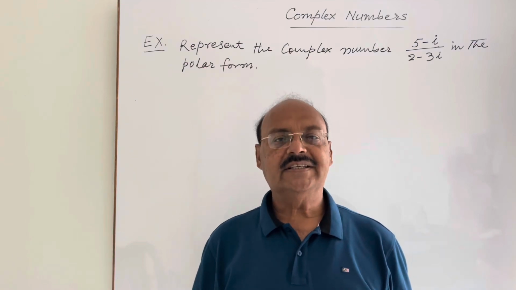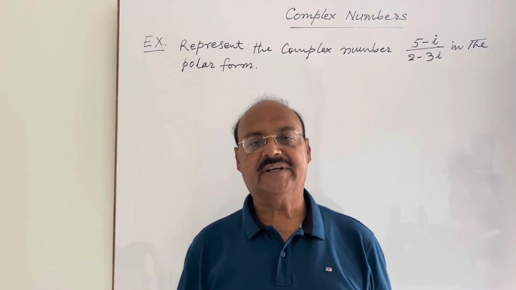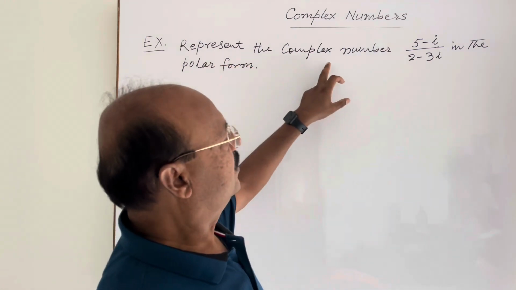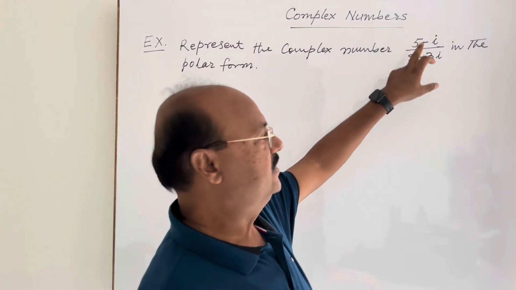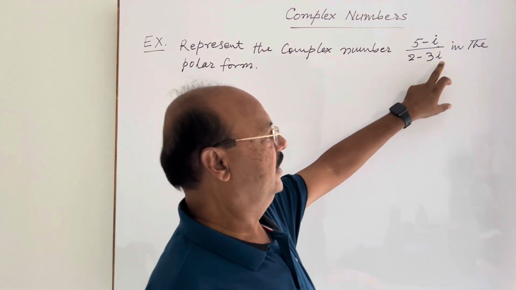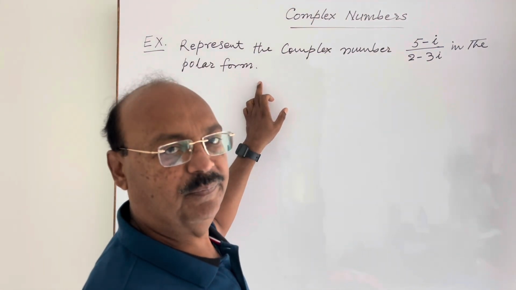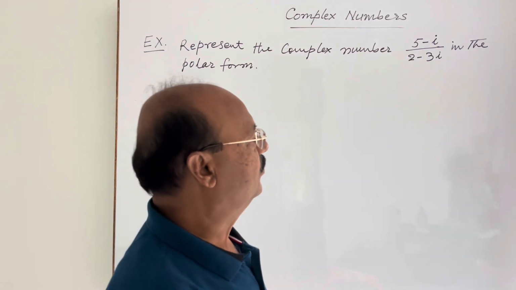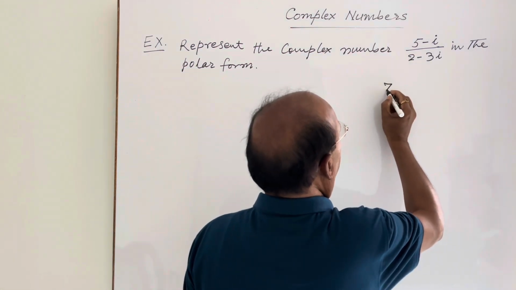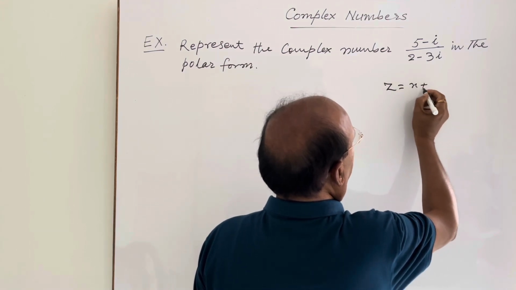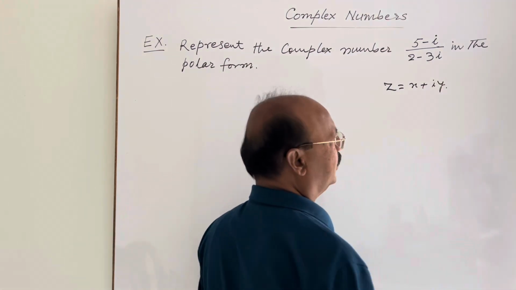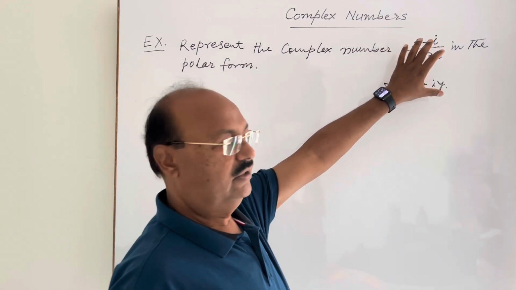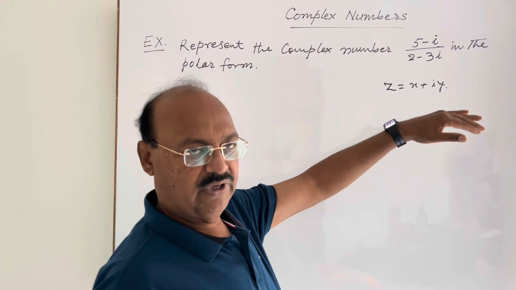Here we are discussing an important question from the chapter complex numbers. Question is, represent the complex number (5 - i)/(2 - 3i) in the polar form. This form is called Cartesian form. The standard form of Cartesian form is z = x + iy. And we have to write this complex number from Cartesian form to polar form.